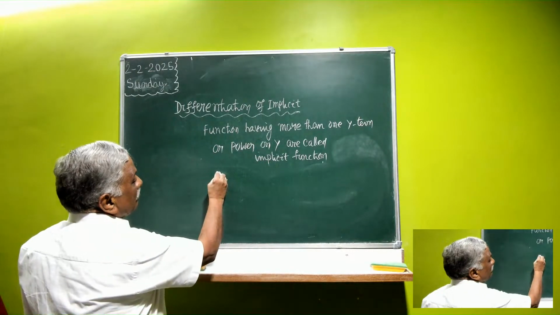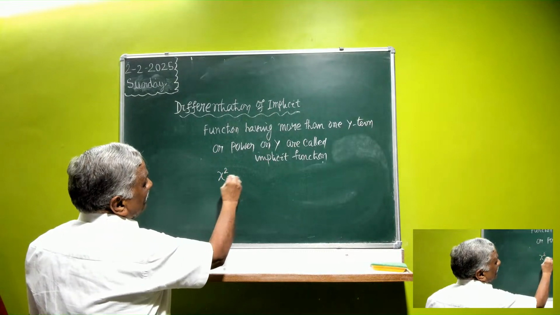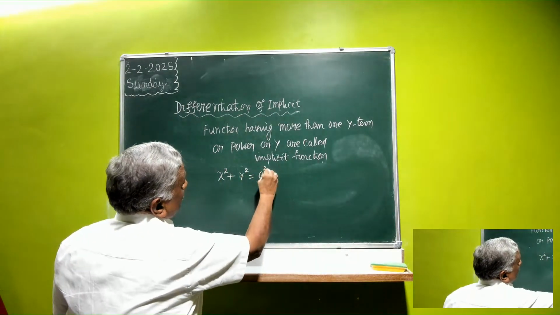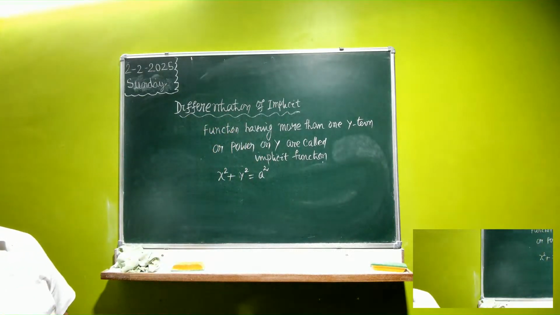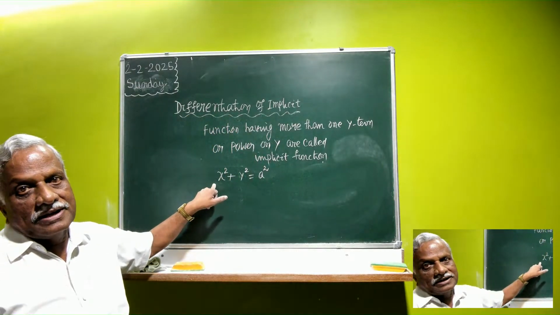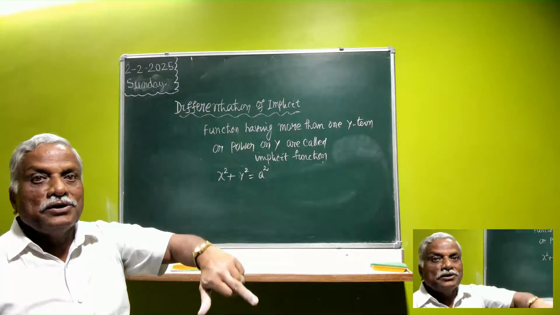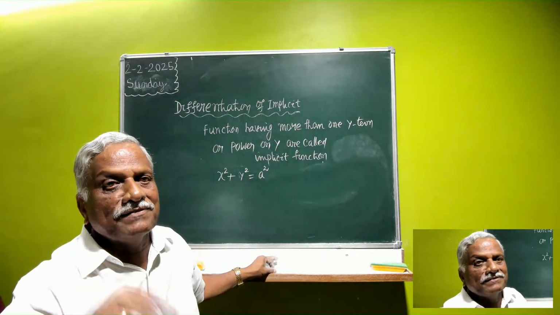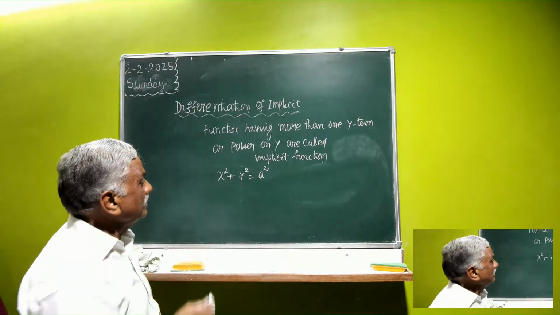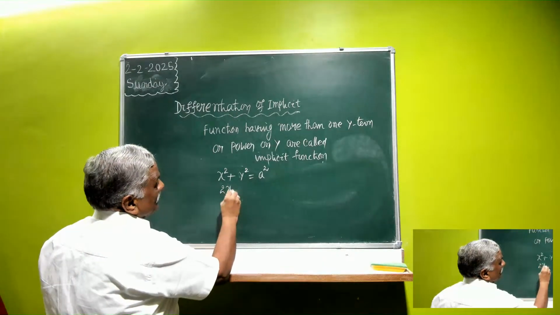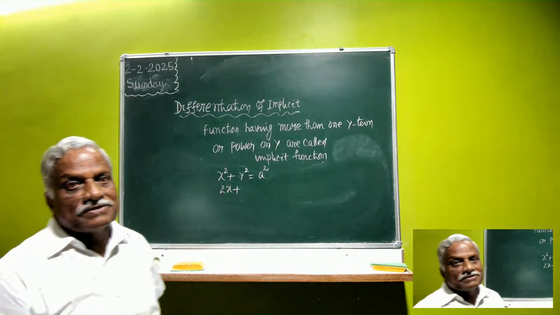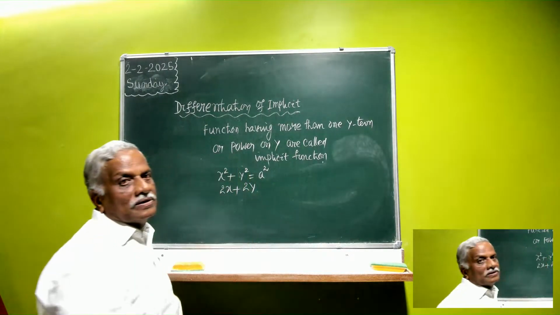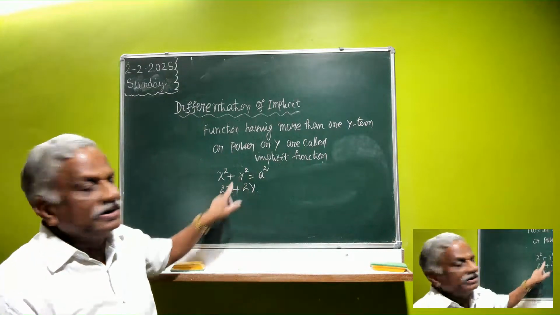Let me explain one more problem you should take. I got x square plus y square is equal to a square. What is the derivative of x square? 2x. I multiply by the derivative of x, which is also 1. So we don't write that, because the derivative of x with respect to x is 1. So I just write 2x. What is the derivative of y square? It is 2y into what's the derivative of y? dy by dx.